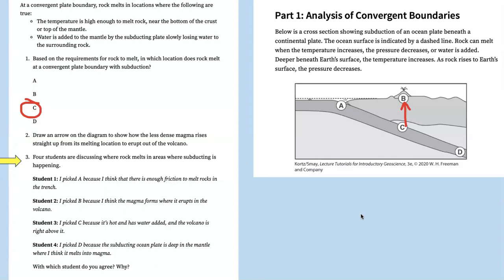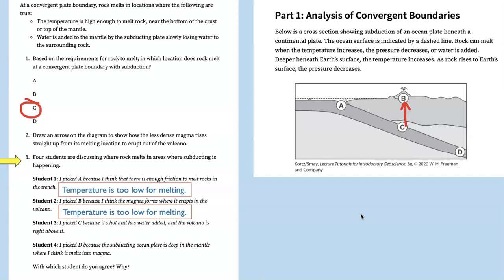Now let's look at these 4 students discussing where the rock melts in this diagram. The first student picked A because they think that there's enough friction to melt rocks at the trench. It's certainly true that there's high pressure there, but remember, high pressure actually inhibits melting. So the temperature is too low here for melting, and the pressure is not low enough either. Student 2 picked B because that student says, well, I think the magma forms where it erupts from the volcano. And that's certainly a logical thought. However, it's also too cool there for the rocks around there to melt.